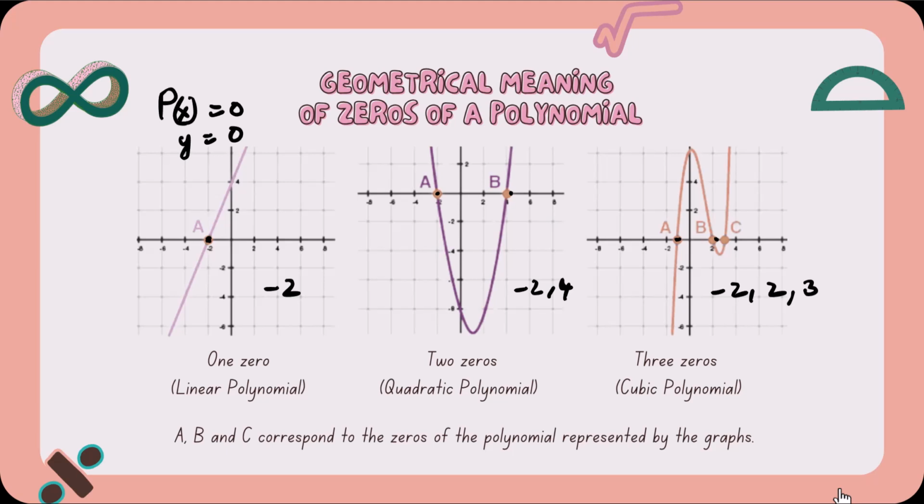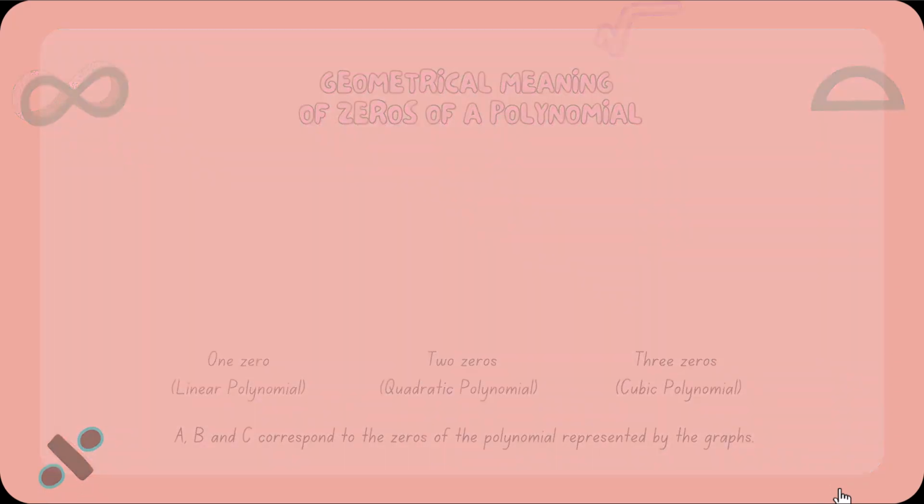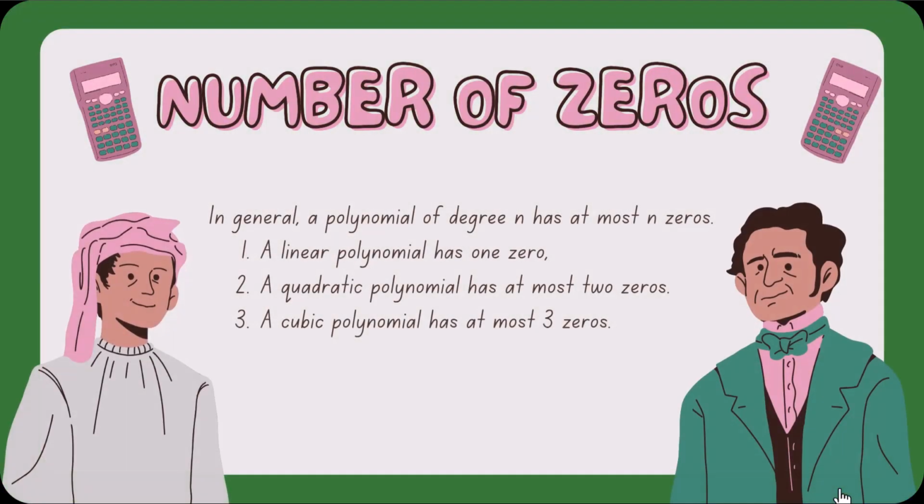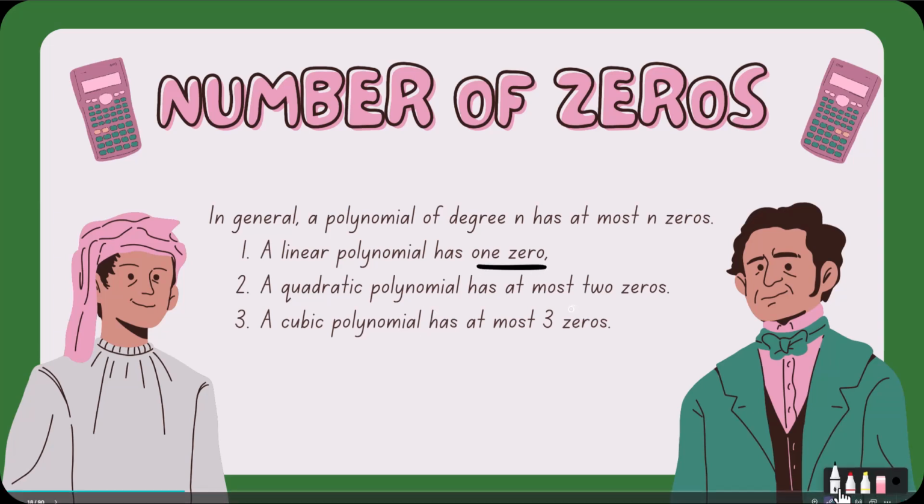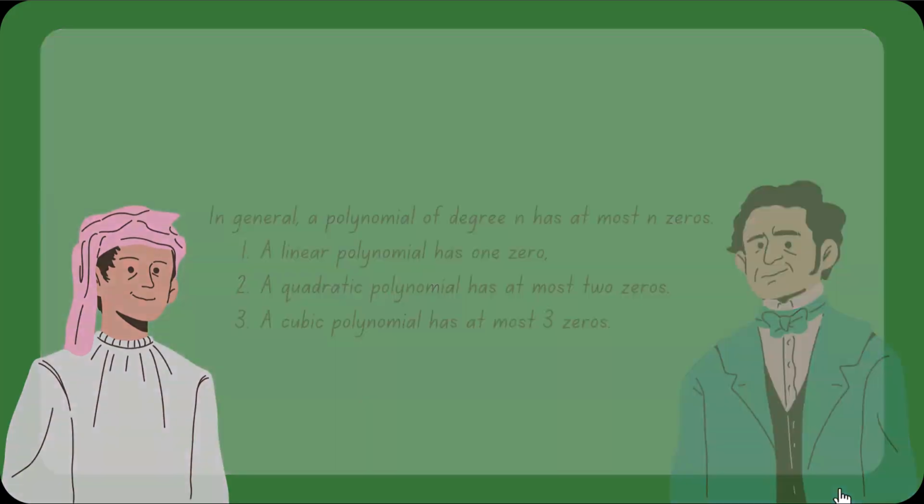Very simple, right? Okay, so number of zeros in general: a polynomial of degree n has at most, meaning maximum, that many zeros. A linear polynomial has a maximum of 1 zero. A quadratic polynomial has a maximum of 2 zeros. A cubic polynomial has a maximum of 3 zeros. At most means maximum, right? So this is what we understand about polynomials, and it's based on the degree, right?